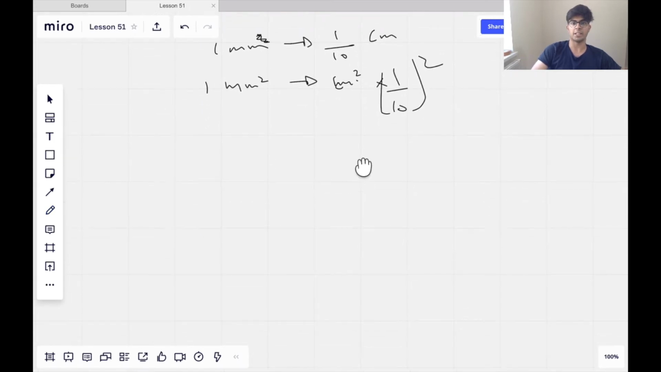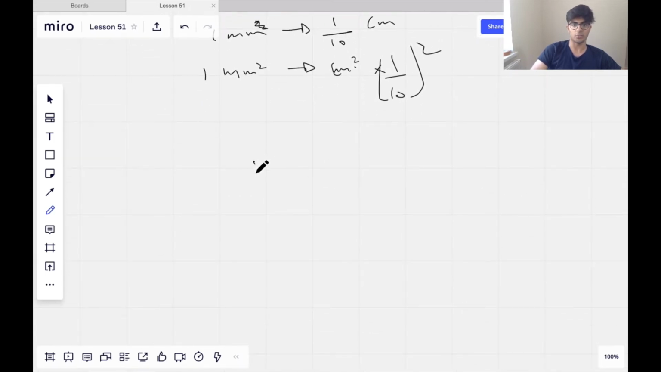So that's basically how it is. Applying this to, say, millimeters cubed to cm cubed: what's the conversion between mm to cm? mm to cm is you divide by 10, so you do 1 over 10. And then because it's cubed, we just do cubed here. That's the principle.